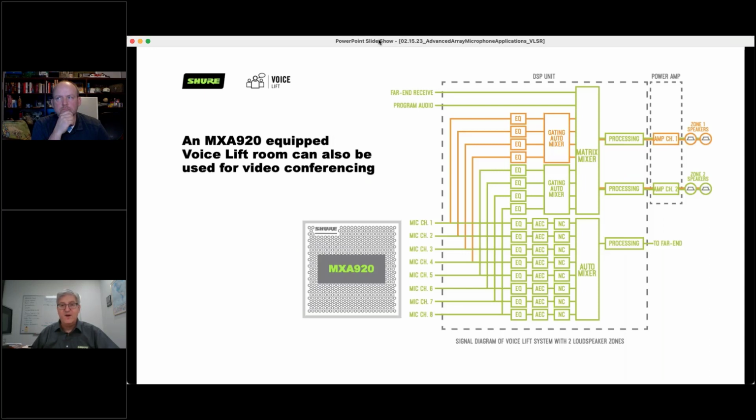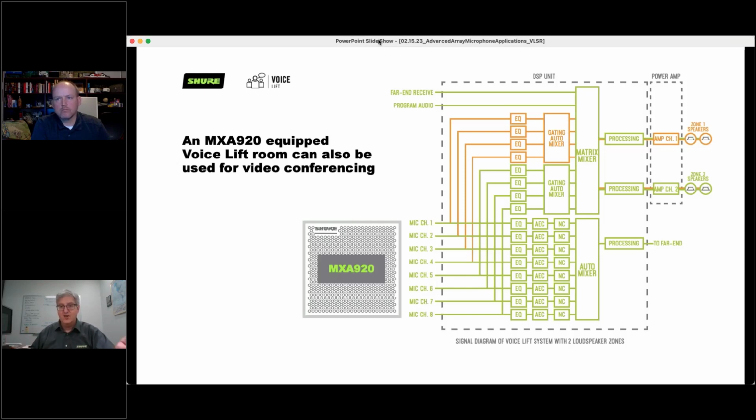Now, you can also do video conferencing at the same time that you're doing voice lift. In fact, in lots of rooms nowadays, video conferencing is a given. It's a must-have. So you may want to have a video conferencing room in a lecture hall or a big training room or something like that, and also be doing voice lift, and that's perfectly okay. You can manage that. The key is that you still need an acoustic echo canceller reference so that the far end audio is being fed into the automatic mixer and the echo canceller so that it knows what it's trying to cancel, and that the automatic mixer doesn't activate microphones for some far end voice there.